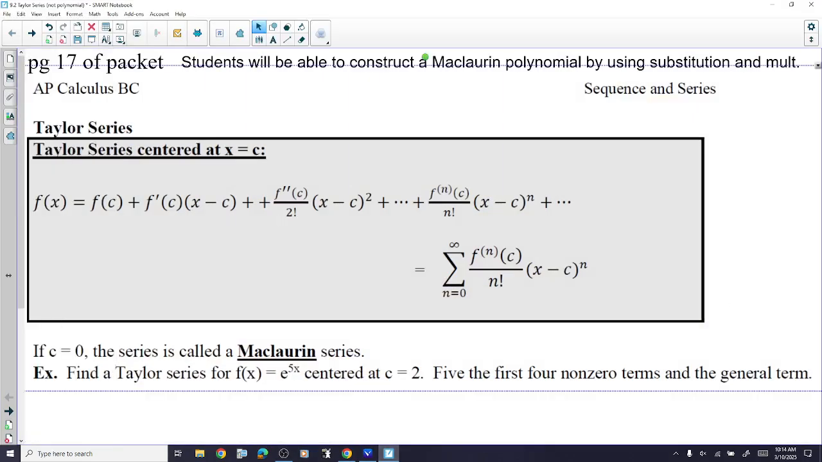All right, this is page 17 of the packet. Students will be able to construct a Maclaurin polynomial by using substitution and multiplication. That's kind of the goal today.